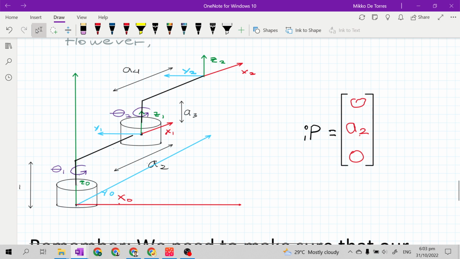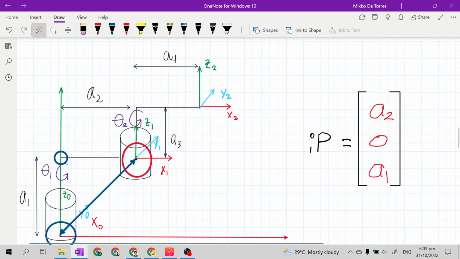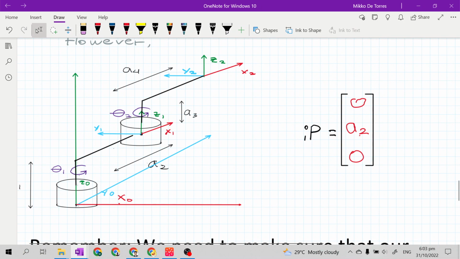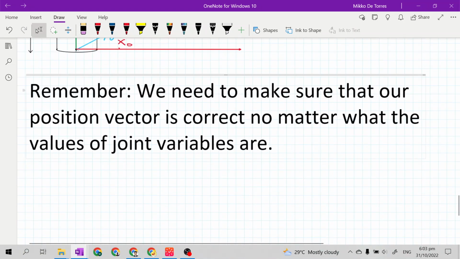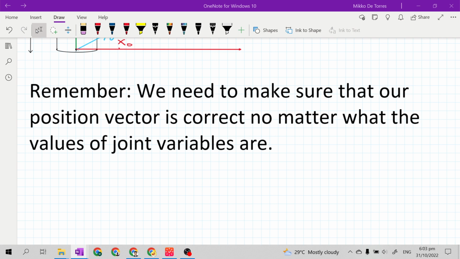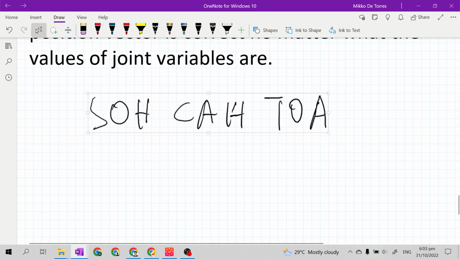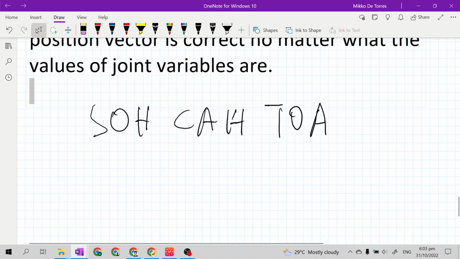So these two approaches of derivation of the position vector are wrong. So we will do another approach to get the real position vector of this mechanical manipulator. What we will do is find a way to use SOHCAHTOA in our mechanical manipulator. Why SOHCAHTOA?